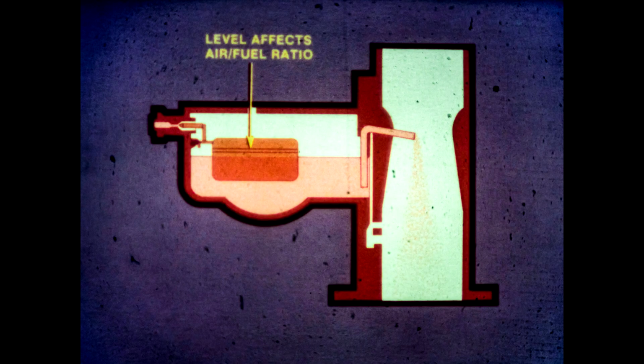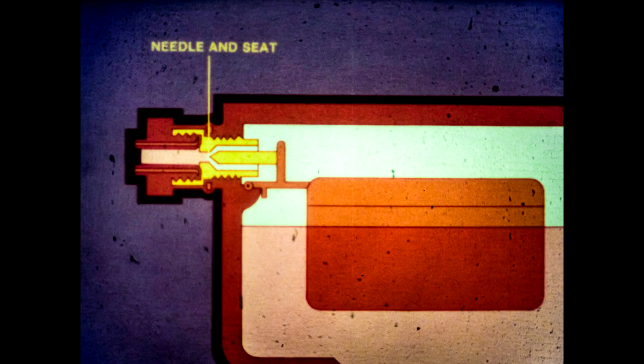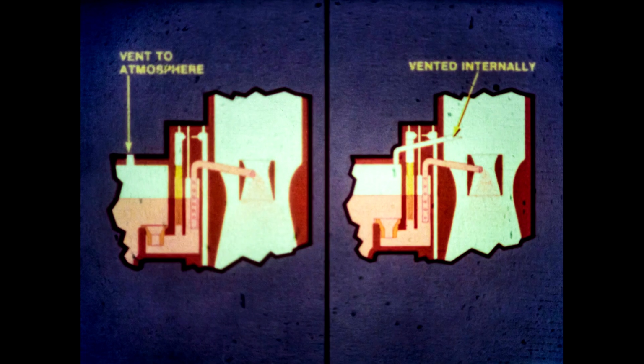The float level affects the air-fuel ratio. If the float is too low, it leans the mixture. Too high makes the mixture too rich and may flood the engine. This close-up of the needle and seat shows that this is actually a fuel shutoff valve. As the fuel in the float bowl lowers, more fuel is permitted to enter the bowl from the fuel pump.